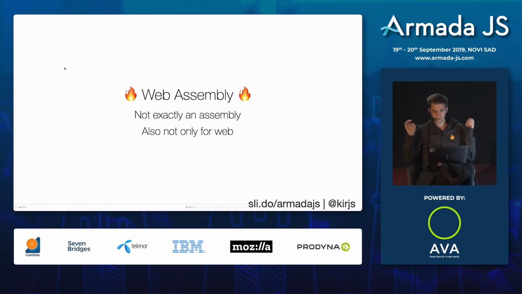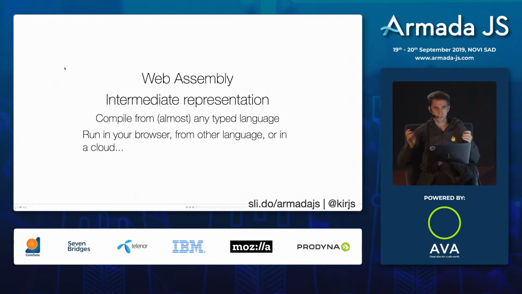The first thing, well, it's not just for web, and it's not exactly an assembly, so the name is kind of misleading. But the cool thing about it is it's an intermediate representation, and you can compile from almost any type of language into WebAssembly, and then you can run it pretty much anywhere. So you can run it in the browser, and the JavaScript engine would actually run it, so it can operate with JavaScript. But you can also run it from other languages. So, for example, Ujwal, he's not here, but he's working on a tool which basically allows it to run anywhere. And you can also run it in the cloud, which is a pretty cool thing.